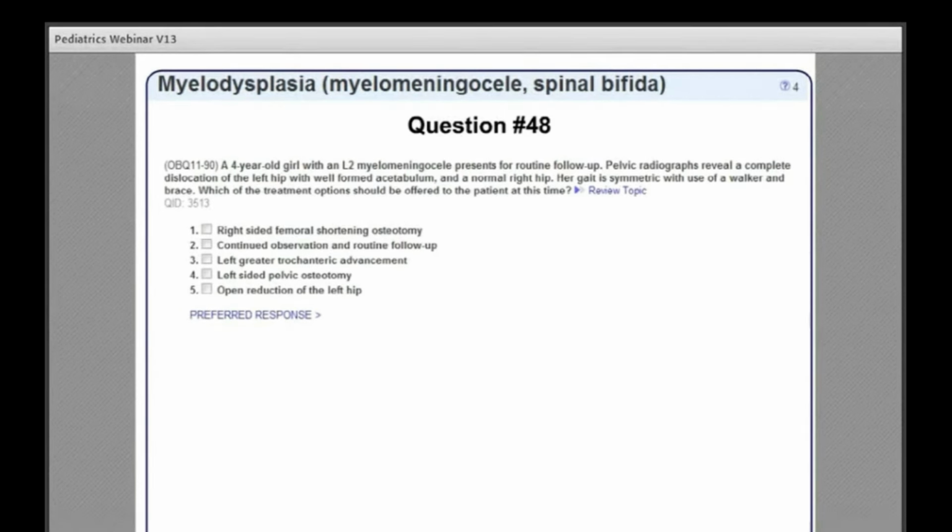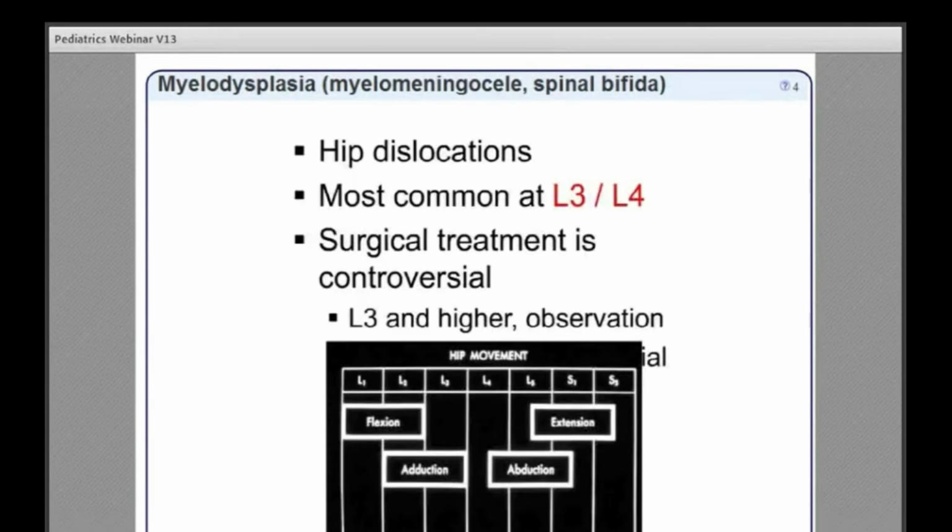Hip dislocations are a beloved question in myelodysplasia. The photograph at the bottom of the slide depicts why L3 and L4 are the most common levels to have hip dislocations. Simply, you have unopposed flexion and adduction of the hip in these individuals. Surgical treatment is very controversial. L3 and higher levels almost always are treated with observation, even in the most aggressive centers.